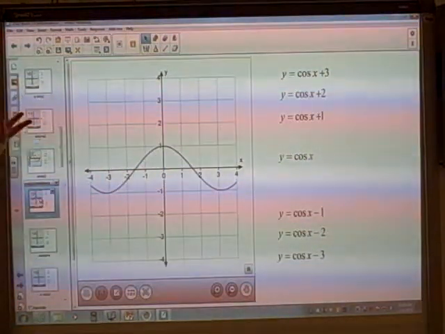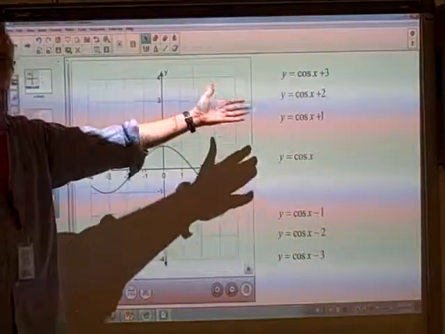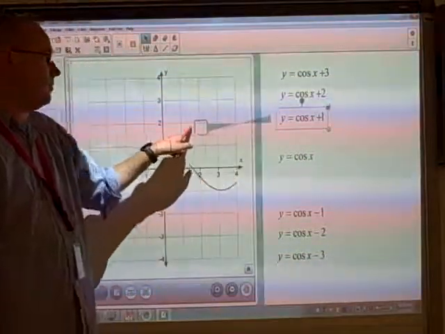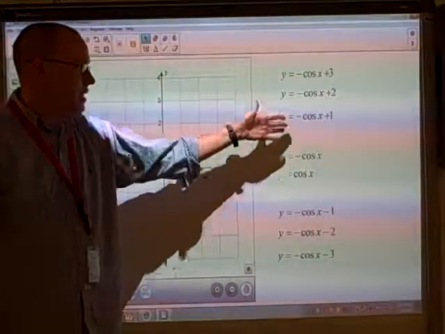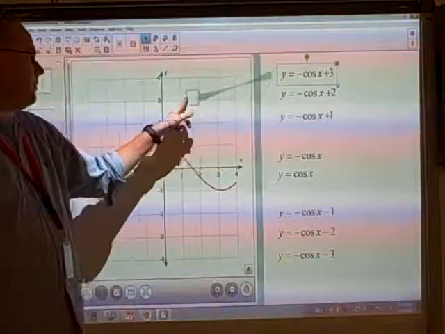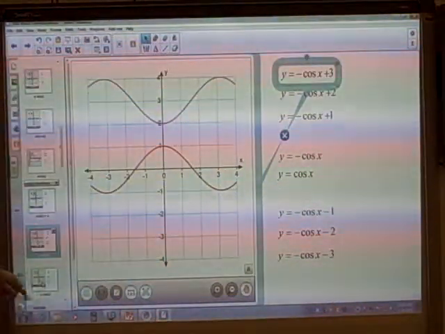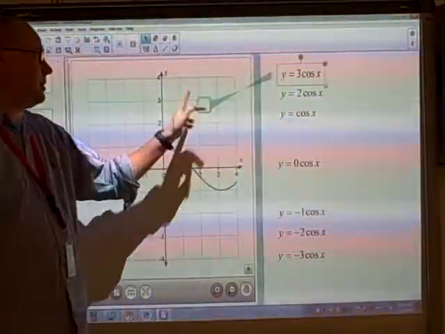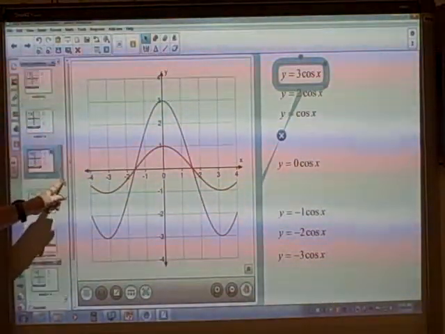Now we could also do the same sort of rules with cosine, so just make sure you're familiar with all these. So the number at the end means we're going to move the graph up or down the appropriate number, so this should just move the graph up one place. If we have the negative and then the plus, that should make it flip first, and then move it the appropriate number of places. So we flip the graph over and then moved it up 3 places. And the one with the number at the start of the question, that should change the height of the graph. So instead of being at 1, it's going to go up to 3.